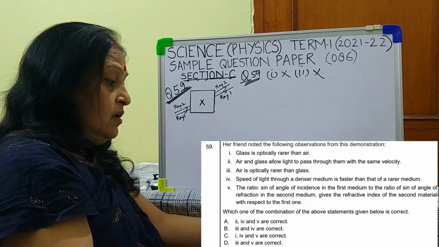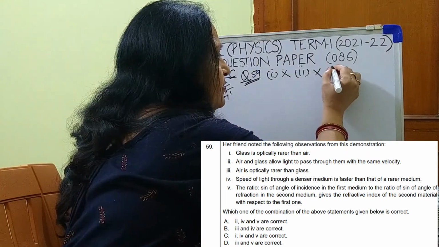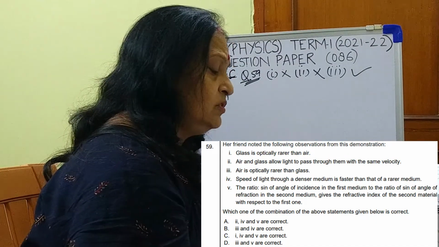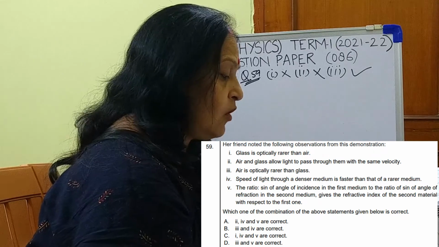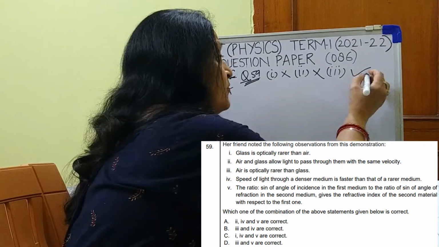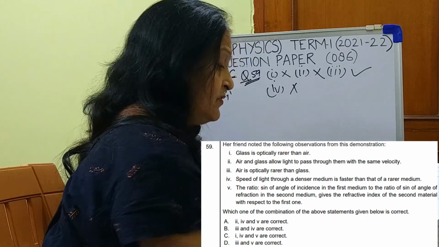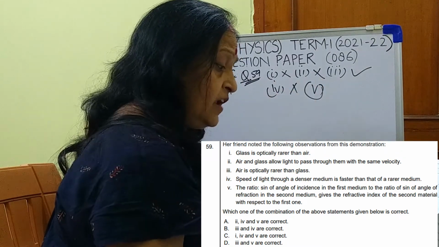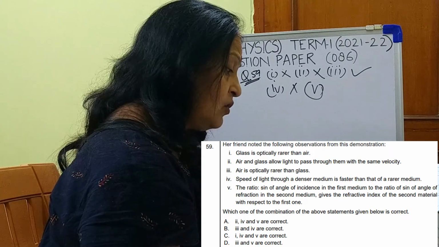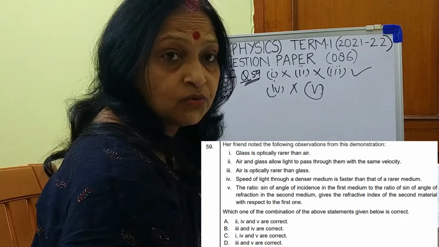Now option number 3. Air is optically rarer than glass. Yes, option number 3 is interpreted to be correct. And option number 4. Speed of light through the denser medium is faster than that of the rarer medium. No, it is wrong. Option number 4 is wrong. And now option number 5, which is the last option here. The ratio of sine of angle of incidence in the first medium to the sine of angle of refraction in the second medium gives the refractive index of the second material with respect to the first one.